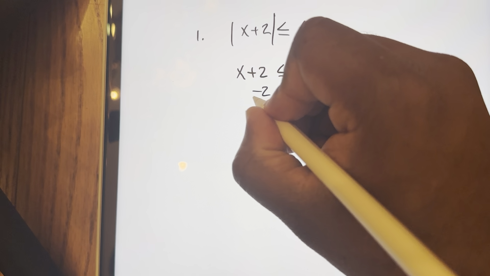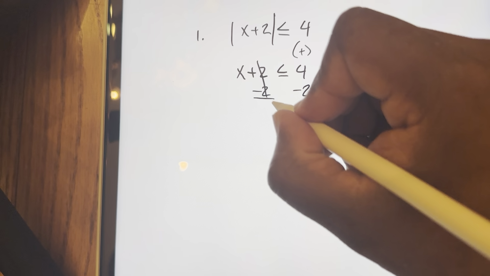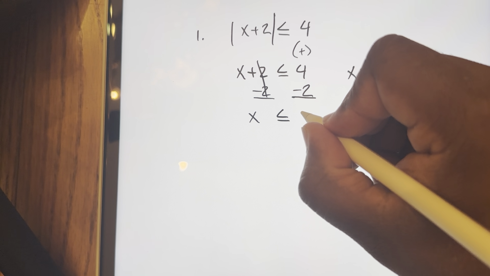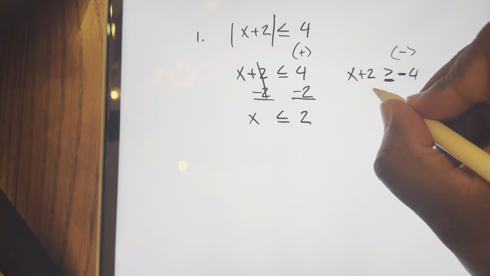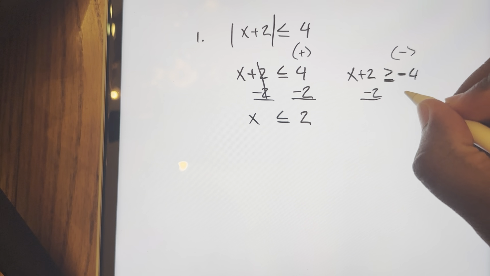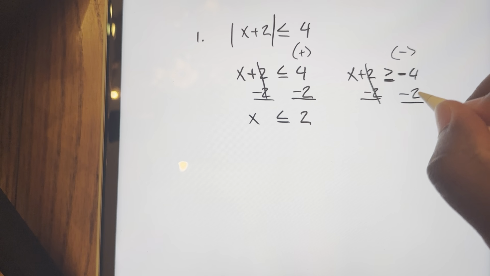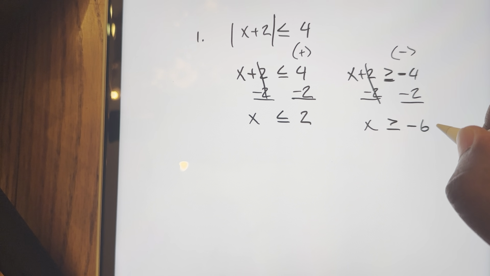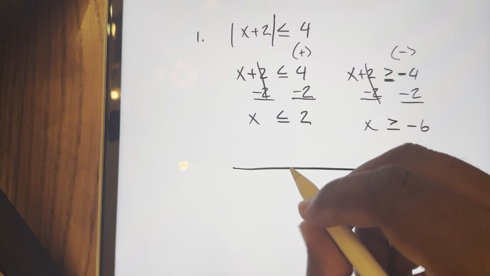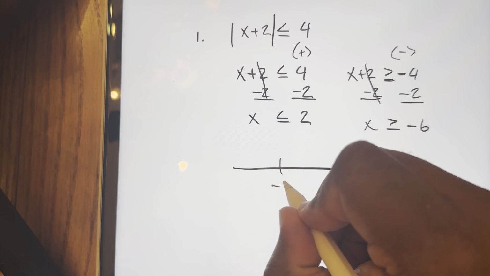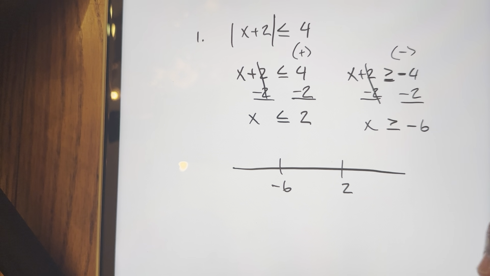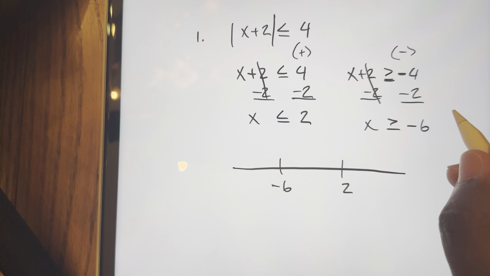So now we just solve as usual. So subtract 2 on both sides. That gives us x is less than or equal to 2. And then on this side, you subtract 2 on both sides. That gives us x is greater than or equal to -6. So on a number line, you could plot these. You have -6 here, you have 2, and you're seeing that the solution is slated to be greater than -6.